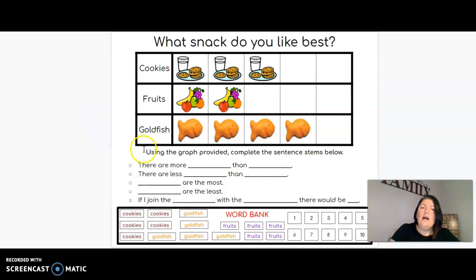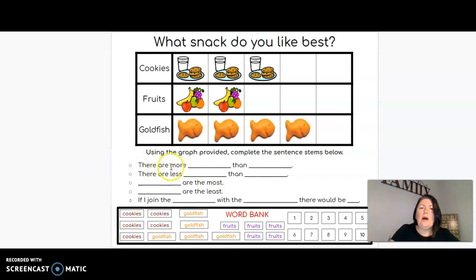So now, just like our language objective stated on the first slide, we're going to use the graph to complete the sentence stems below. We have a word bank down here at the bottom to help us. Our first sentence stem says, there are more blank than blank. Now, what I want to tell you is that there may be more than one right answer, and that's okay.